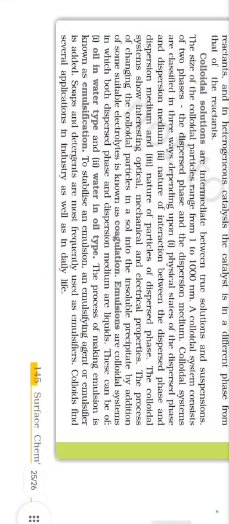Colloidal solutions are intermediate between true solution and suspensions. The size of the colloidal particles ranges from 1 to 1000 nanometer. A colloidal system consists of two phases, the dispersed phase and the dispersion medium. Colloidal systems are classified in three ways depending on: first, physical state of dispersed phase and dispersion medium; second, nature of interaction between the dispersed phase and dispersion medium; and third, nature of particles of dispersed phase.